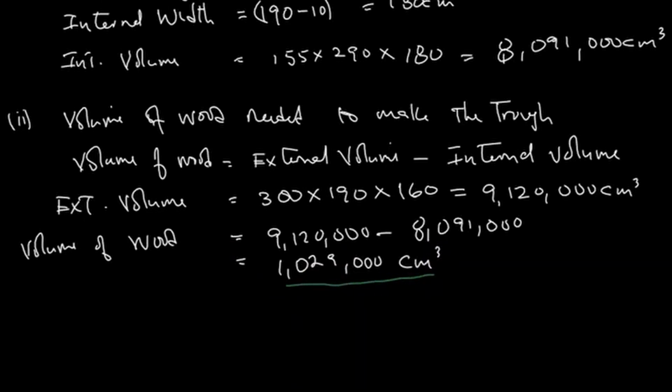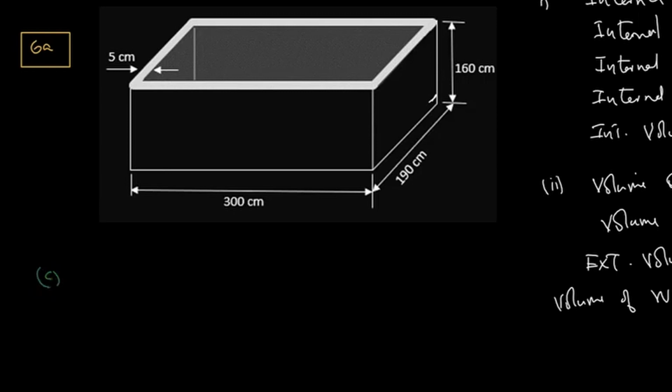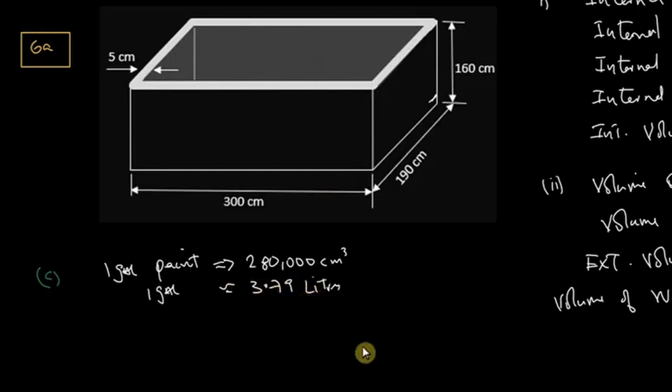Now part C says the farmer decides to paint the inside of the box. Given that 1 gallon of paint can cover 208,000 square centimeters of surface area, we are to determine the total amount of paint in liters needed to paint the inside of the trough. And we're also given that 1 gallon is approximately equal to 3.79 liters. Okay, so we're given those two bits of information.